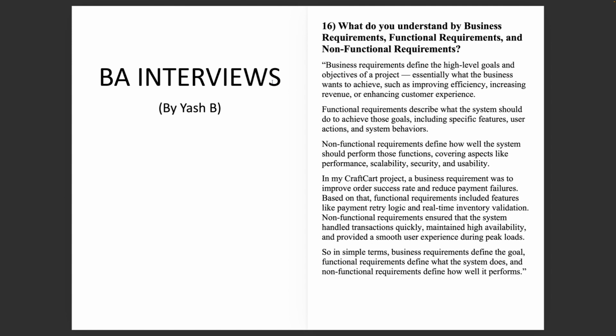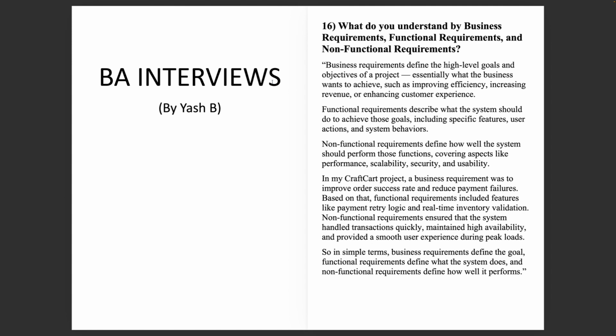In my CraftCart project, a business requirement was to improve order success rate and reduce payment failures. Based on that, functional requirements include features like payment retry logic and real-time inventory validation. Non-functional requirements ensure that the system handled transactions quickly, maintained high availability, and provided a smooth user experience during peak loads.